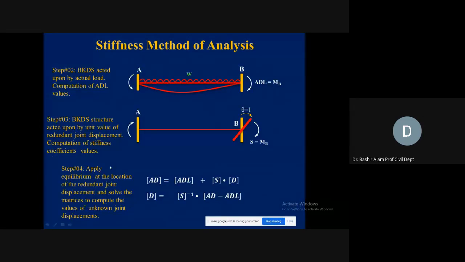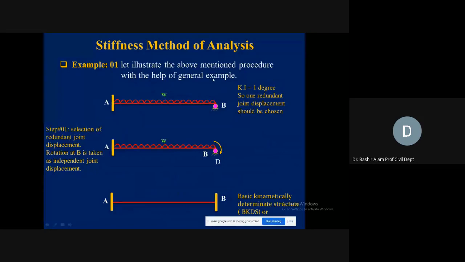Here now, the basic kinematic determinate structure. Now, if we go to the previous one, if somebody is asking you to tell how much will be the AD matrix.